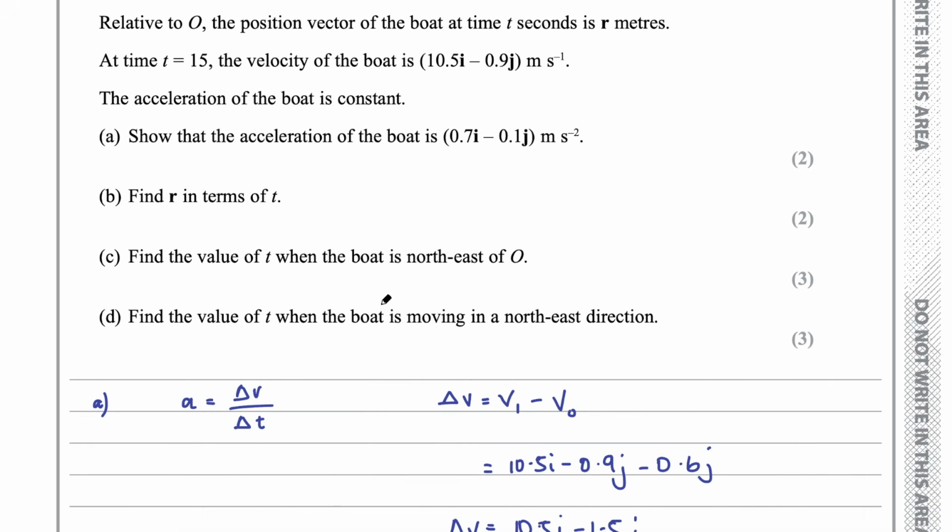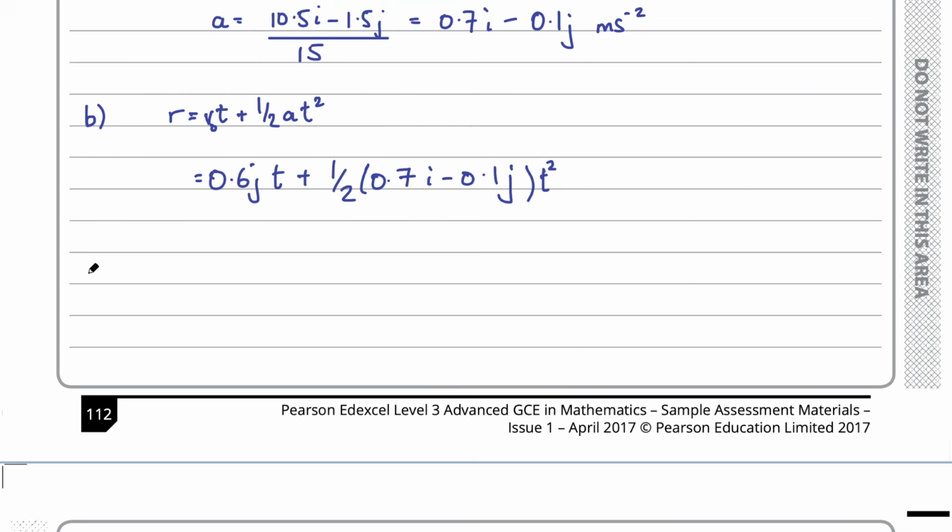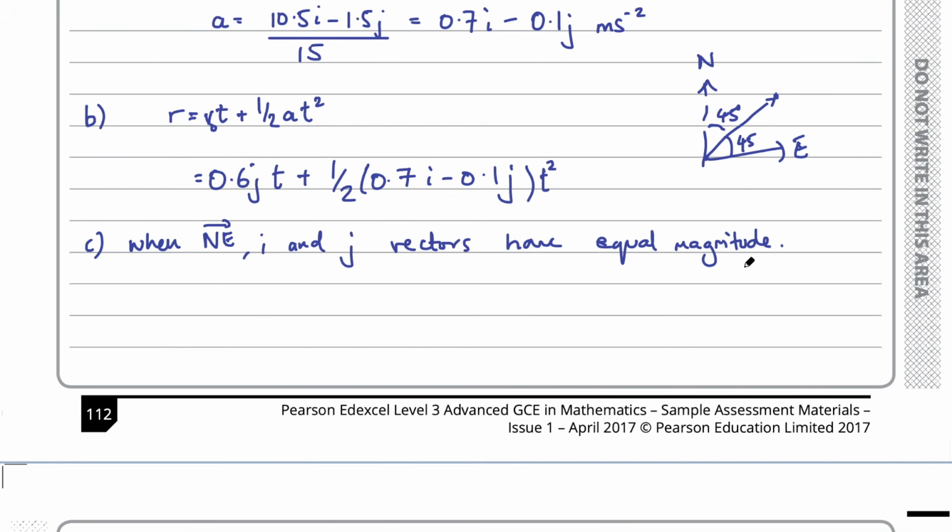Part C says find the value of t when the boat is northeast of O. So C, maybe we can fit C in here. Anyway, so when northeast, the i and j vectors will be the same. So when they refer to northeast, they're talking about a 45-degree angle exactly from north and east. Anytime the boat is 45 degrees from both north and east, then the i and the j vectors will be equal length. I'll just state that. So i and j vectors have equal magnitude.